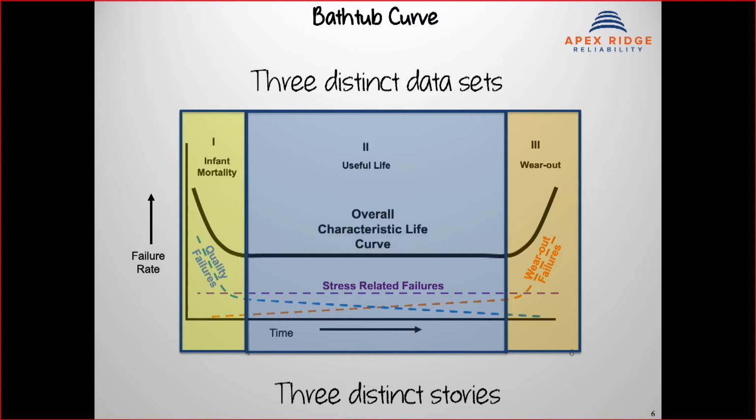Obviously, the quality failures are much less likely to contribute to failure rates later in life. They tend to show up earlier. Obviously, wear-out failures are not going to be a big contributor early in life, and the stress-related failures are always there. So when you put these 3 curves together, you get that traditional bathtub curve.